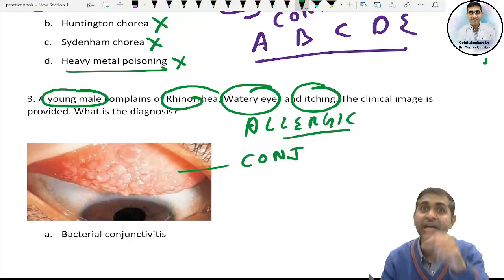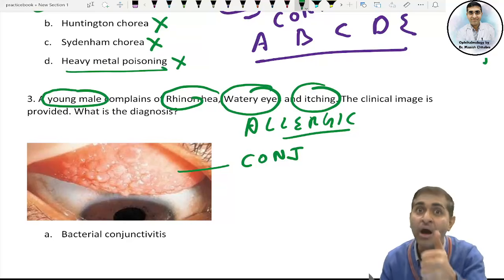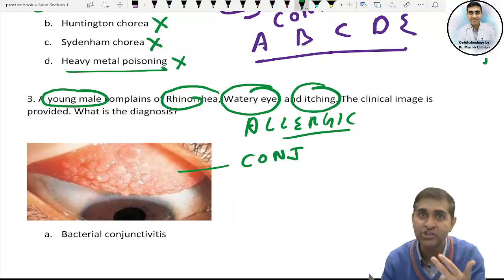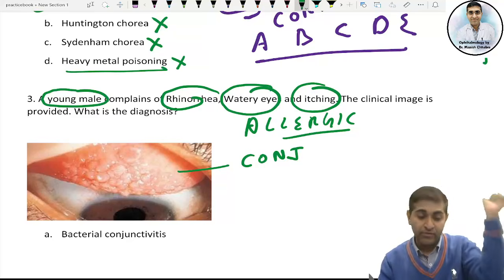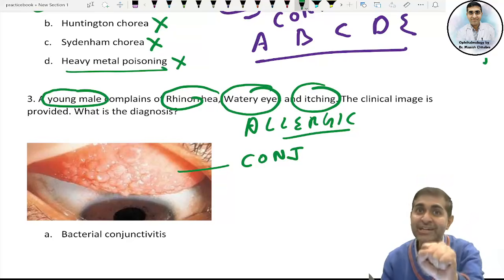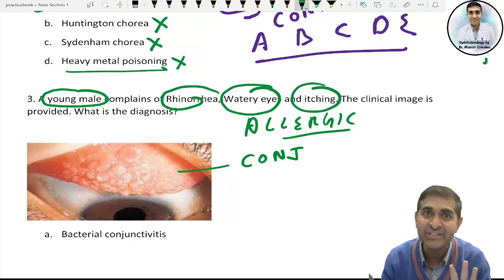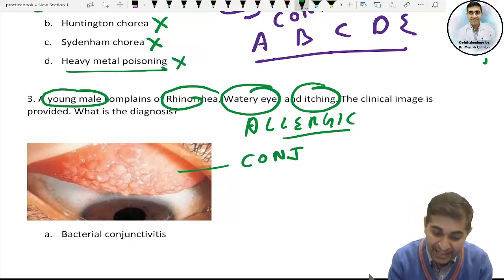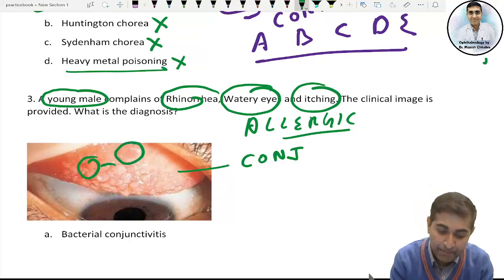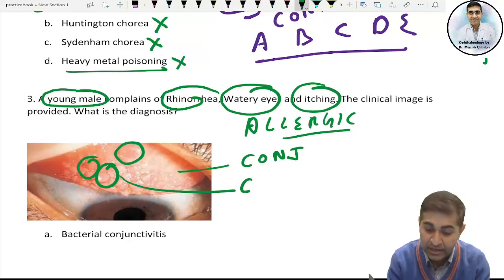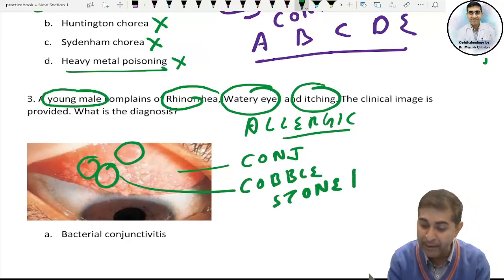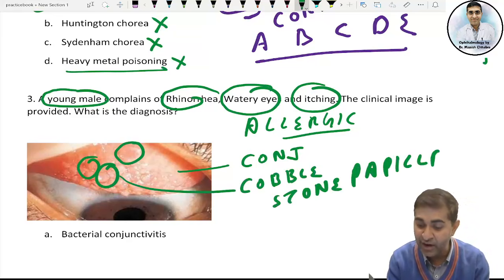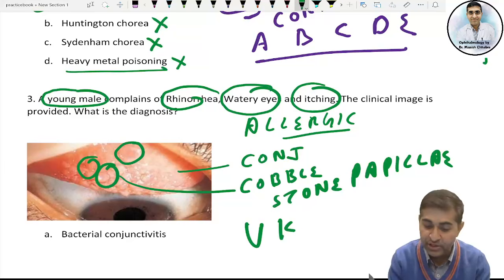Follicles are seen in infections: trachoma, bacterial conjunctivitis, viral conjunctivitis, while papillae are seen in allergic conditions. It can be giant papillary conjunctivitis, which is common in contact lens users, or there are big papillae which look like a cobblestone appearance. This cobblestone papillae is seen in one disease, which is your VKC.